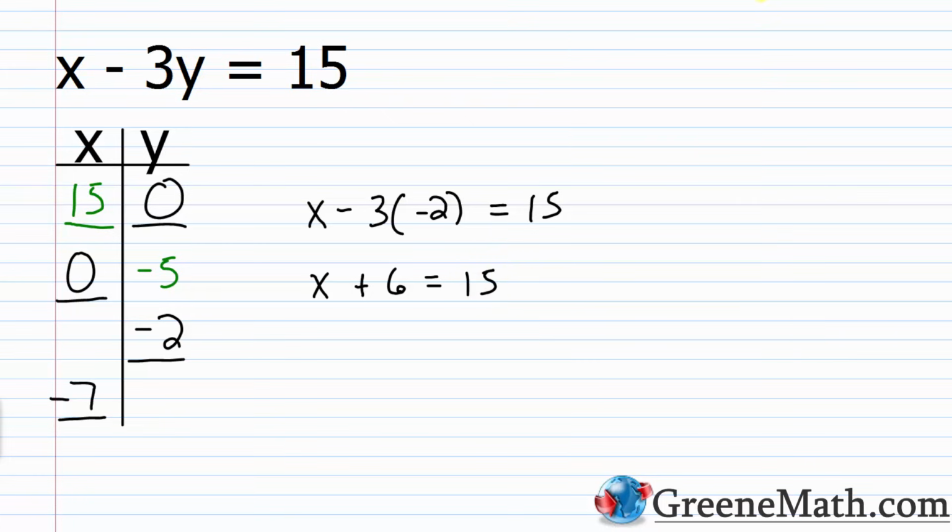And again, we know how to do that. If we want x by itself, I just need to subtract 6 away from each side of the equation. So that's going to cancel. I'm going to have x is equal to 15 minus 6, which is 9. So x equals 9. So let's put that over here.